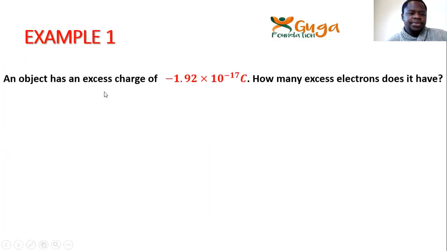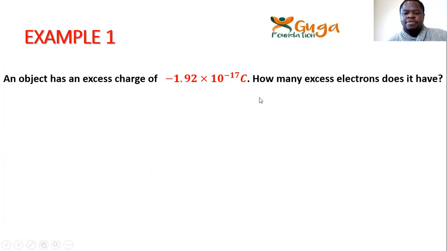Let's look at example number 1. An object has an excess charge of -1,92 multiplied by 10 to the power -17 coulomb. How many excess electrons does it have? So here, how many excess electrons? So we have to calculate the number of electrons.